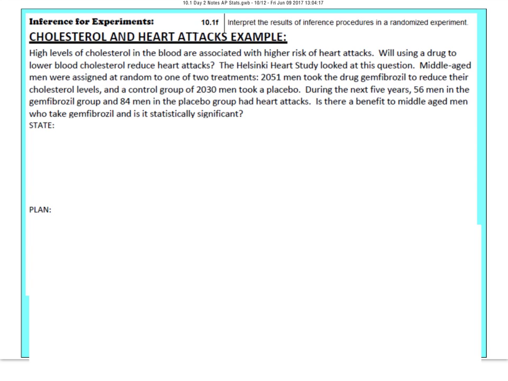So let's wrap up with just this one example, cholesterol and heart attacks. High levels of cholesterol in the blood are associated with high risks of heart attacks. Will using a drug to lower blood cholesterol reduce heart attacks? The Helsinki Heart Study looked at this question. Middle-aged men were assigned to a random one of two treatments. We had 2,051 took a certain drug to reduce their cholesterol, and then a group of 2,030 took a placebo. During the first 5 years, 56 of those in the drug group and 84 on the placebo had a heart attack. Is there a benefit to middle-aged men who take this drug, and is it statistically significant?